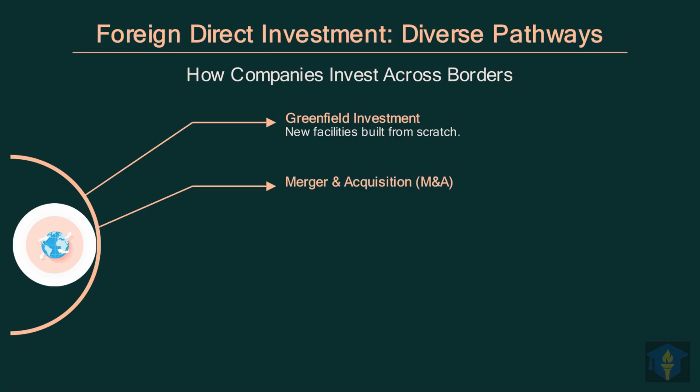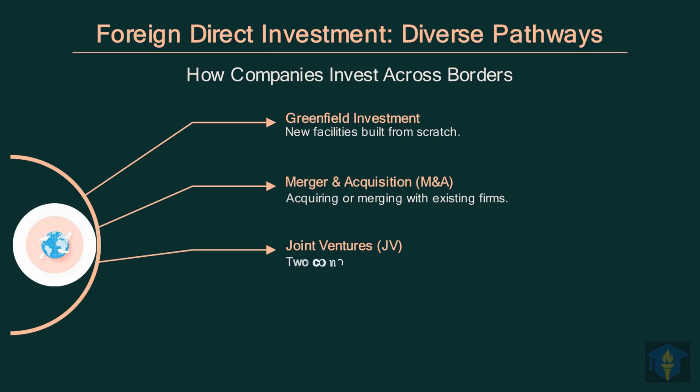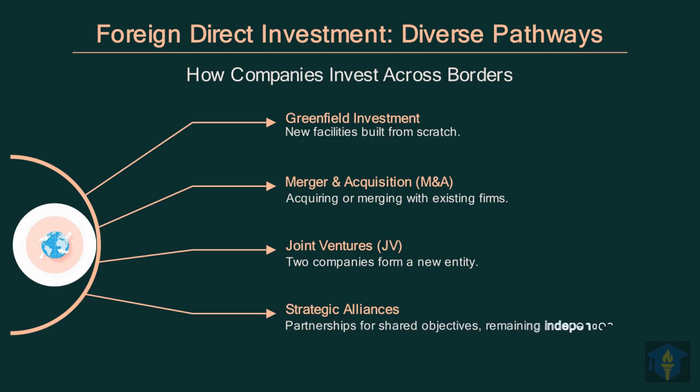Next, we have mergers and acquisitions, commonly known as M&A. This approach involves acquiring or merging with existing companies in foreign markets. Joint ventures represent another important foreign investment strategy. In joint ventures, two companies collaborate to form an entirely new business entity. Finally, we have strategic alliances between international companies. These are partnerships for shared goals while maintaining independent company structures.